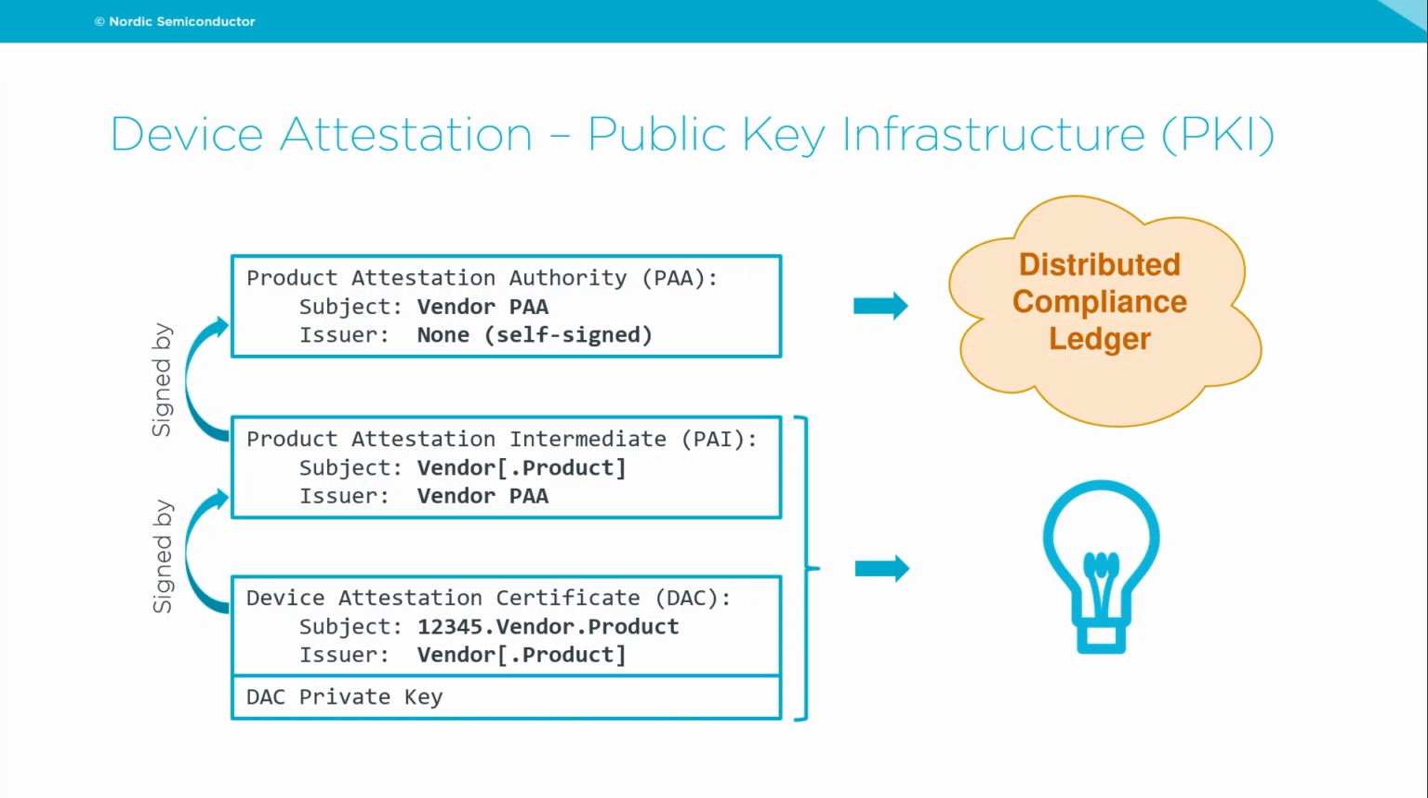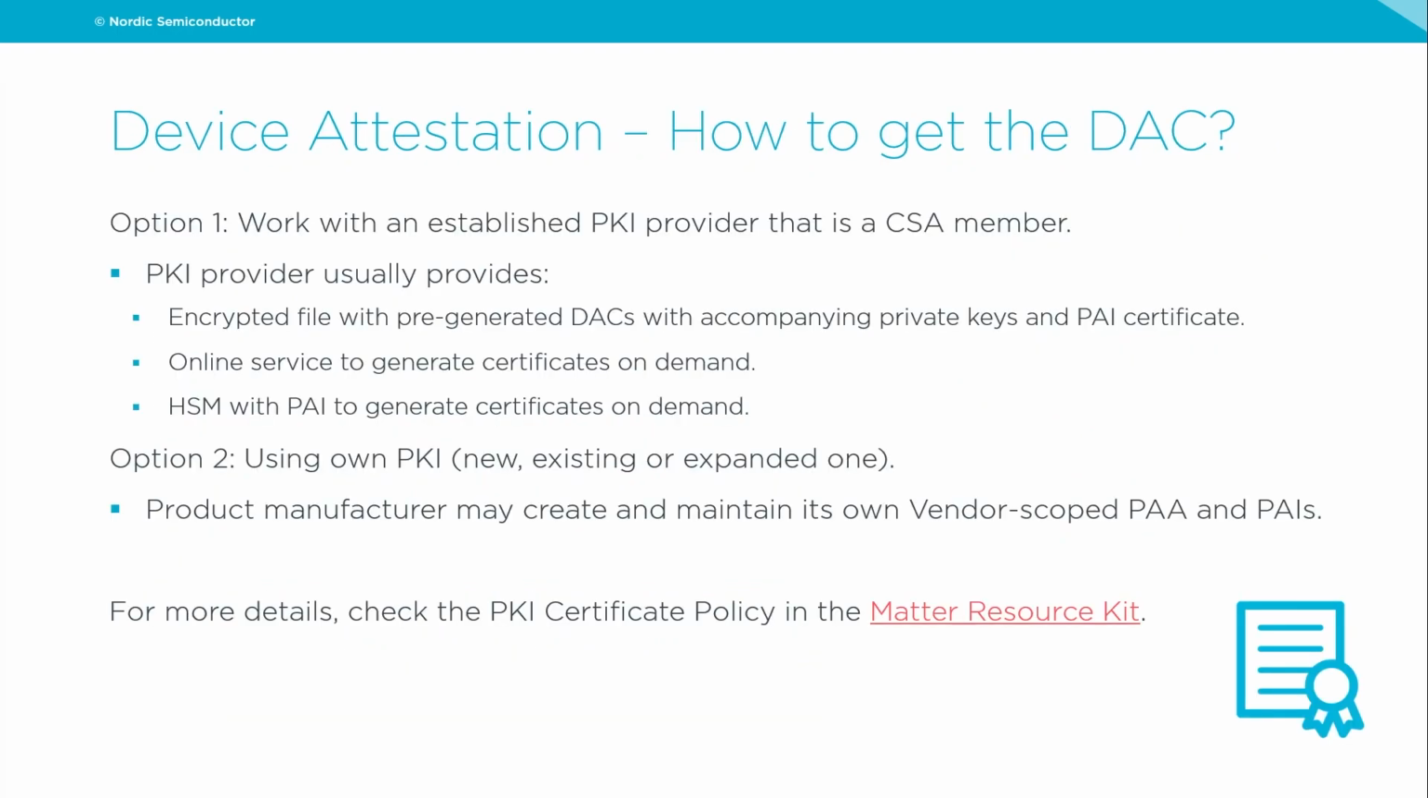What is important to note on this slide is that as a product maker, you need to provide individual DAC certificates to your devices. Currently, you have two primary options for generating unique device attestation certificates. First, you can work with a CSA member that is an established PKI provider and offers PAA services. Typically, PKI providers may provide you an encrypted file containing pre-generated DACs in a secure manner, which you can later flash onto your device in the factory.